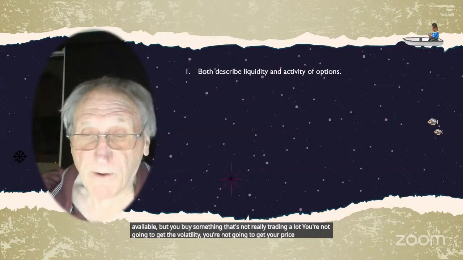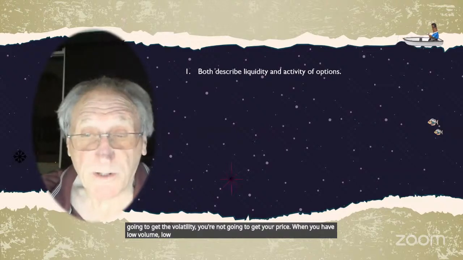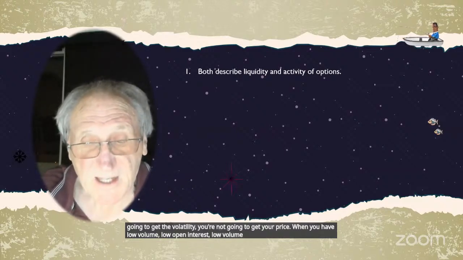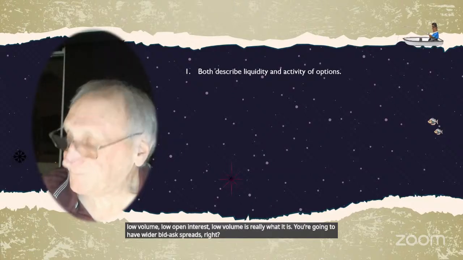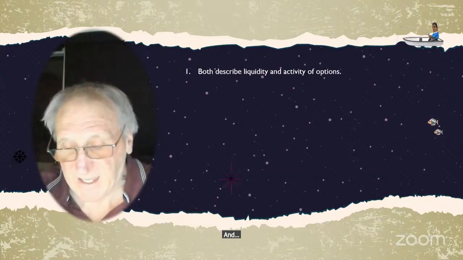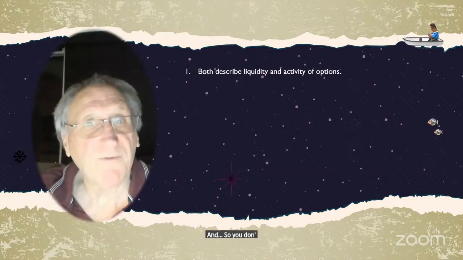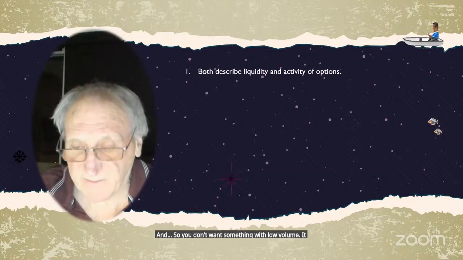When you have low volume, low open interest, low volume is really what it is, you're going to have wider bid-ask spreads, right? So you don't want something with low volume. It's not going to do you any favors.